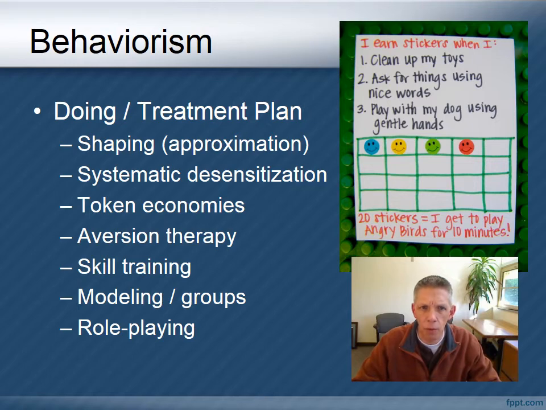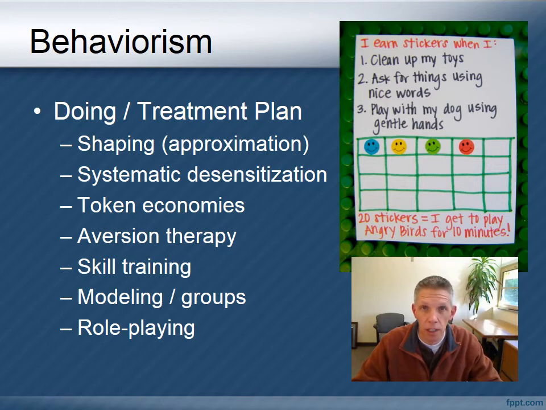Some of the most common ones are the systematic desensitization for dealing with fears, identifying something that a person is afraid of, and then helping them learn relaxation techniques that they can employ as they approach that fearful object or event. Token economies, hugely common in schools and even in the criminal justice system, where there's a points system to reward people for the desired behavior.